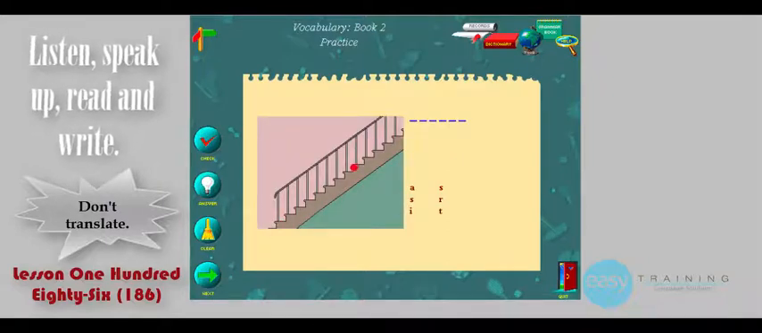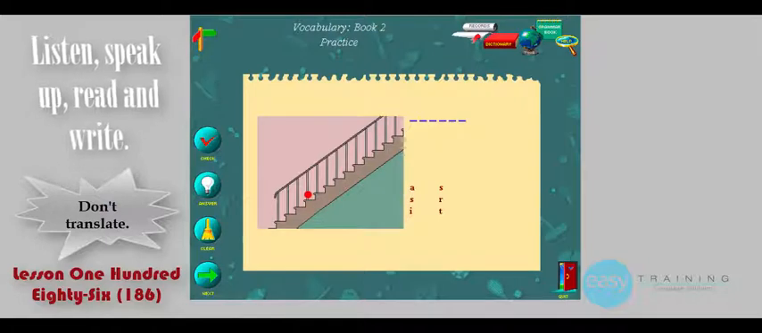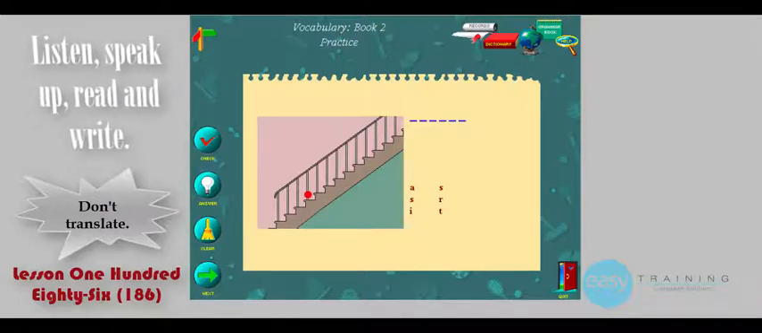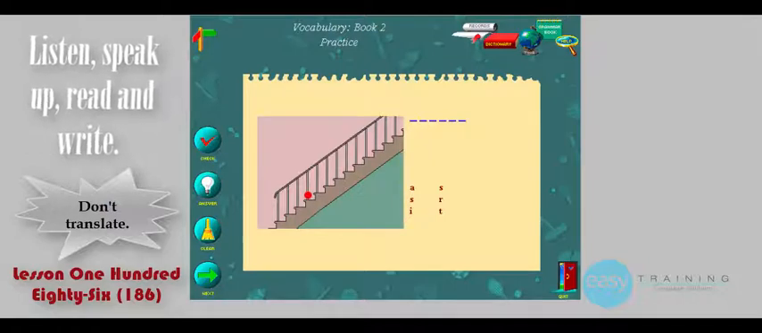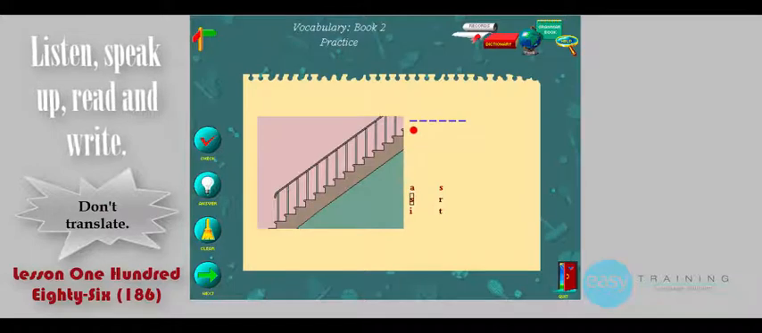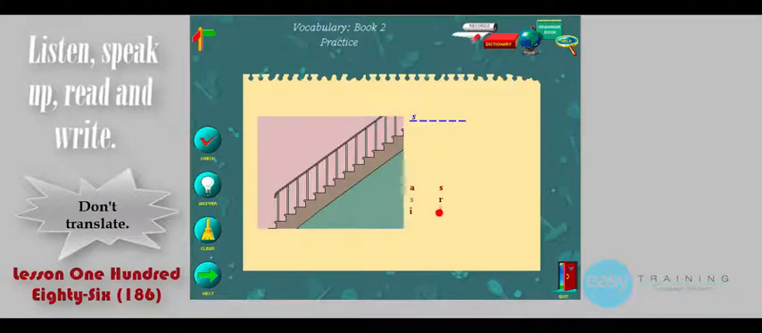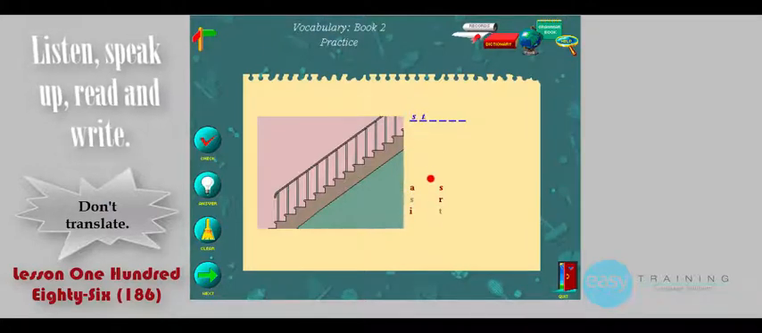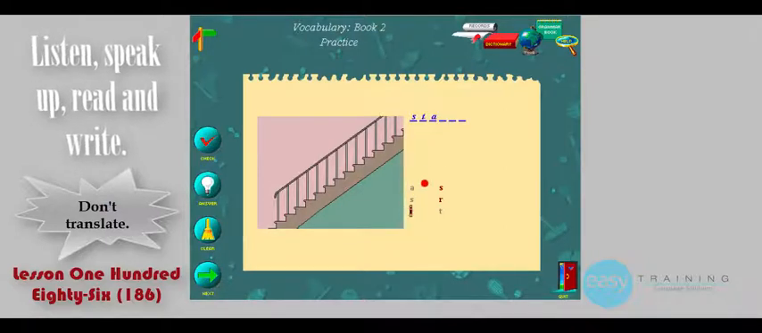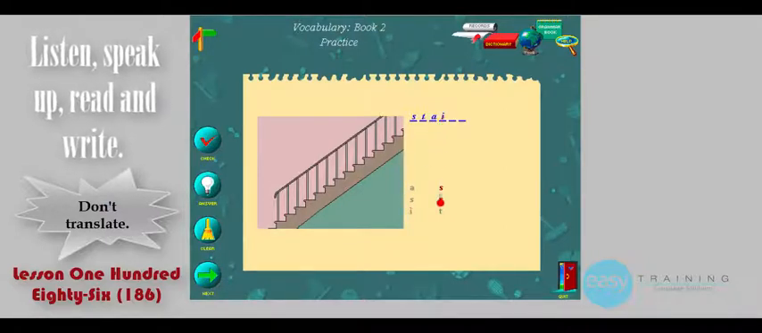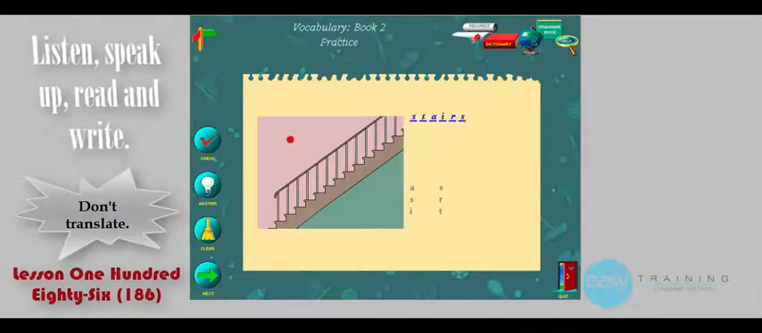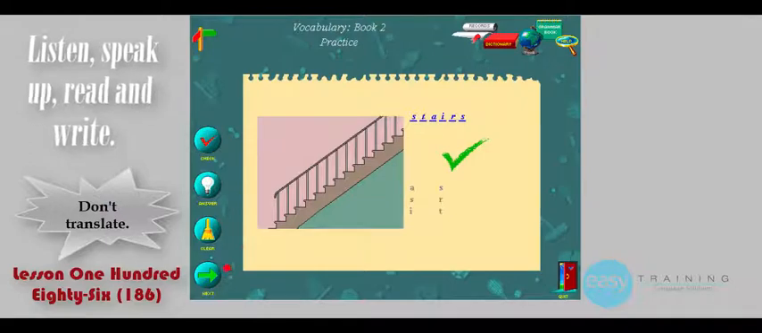What do you call these in English? Yes, you're right. Stairs. That's S-T-A-I-R-S. Stairs. Very good.